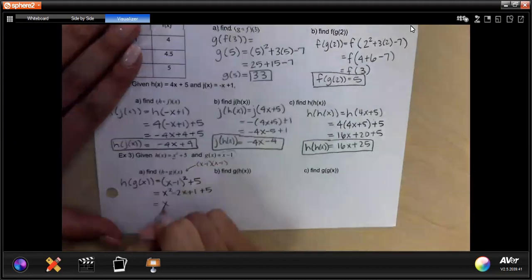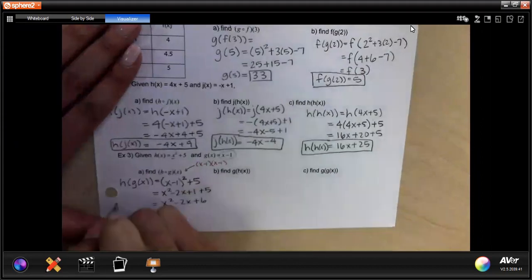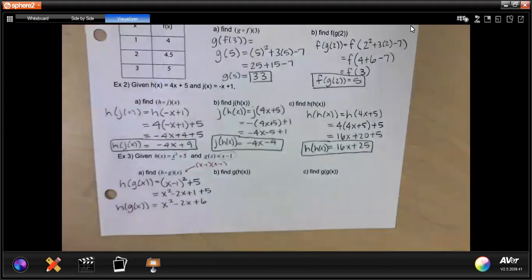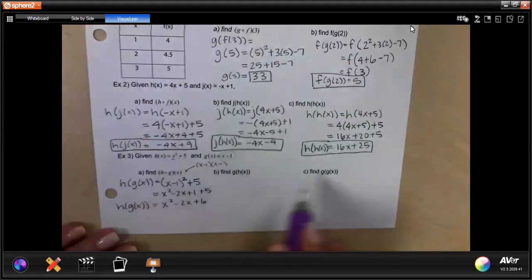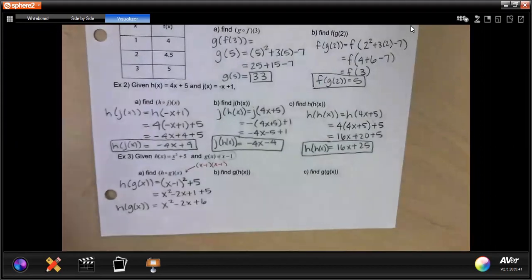Now we combine our like terms. So 1 plus 5 is 6. And so this would be h of g of x. I'll let you go ahead and pause there and try these two equations here and see if you can get those done, and then check your work. So pause your video, get those done.